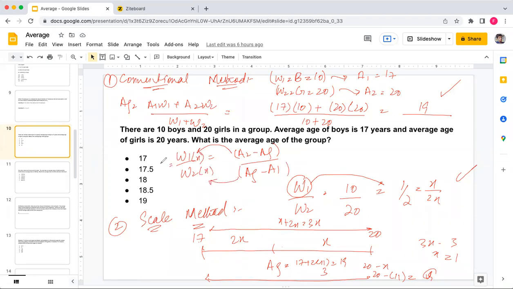So if you write 1 over 2, you can write this as x over 2x, right? So A2 minus AG must be equal to x, and AG minus A1 must be equal to 2x. Now this whole thing must be equal to x plus 2x, which is 3x, and this is also equal to 20 minus 17, because the bigger is 20 and the smaller is 17, which is 3. So 3x is equal to 3, x is equal to 1. Now you know x is equal to 1, you can find AG as 17 plus 2x or also as 20 minus x. You will get AG, which is our overall average.